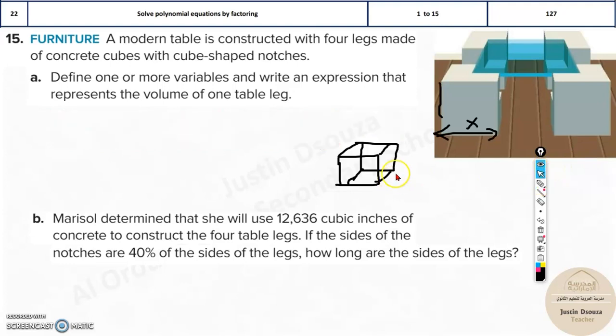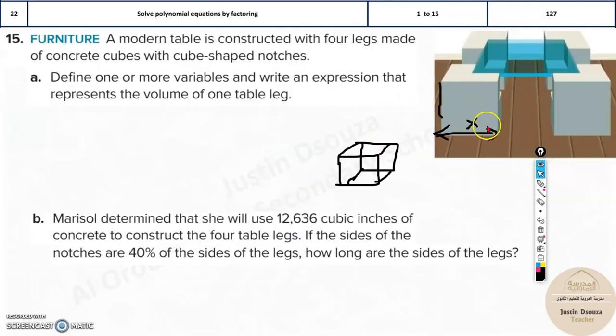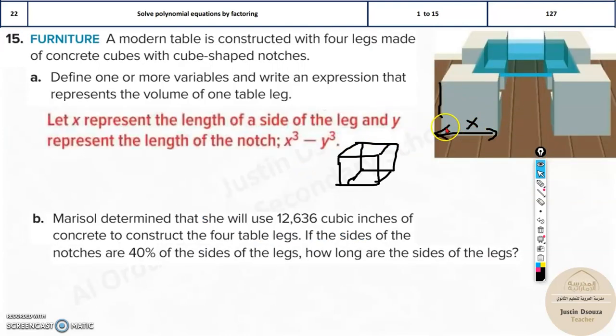Let me go back here. We have a cube, so length, width, and height are the same dimension. If you assume this to be x, we get x, x, and x, so this is x cubed for the concrete block. But there is a hollow space, so let's take this hollow space notch as y. It'll be y times y times y, so it is minus y cubed. That's how we get it.